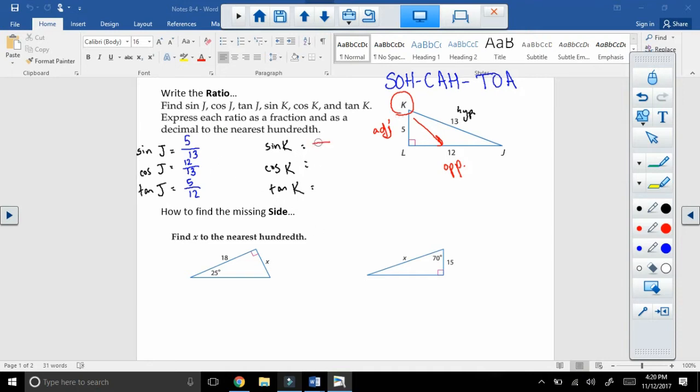So the sine of K is opposite 12 over hypotenuse 13. Cosine is adjacent 5 over hypotenuse 13. And tangent is 12 over 5.